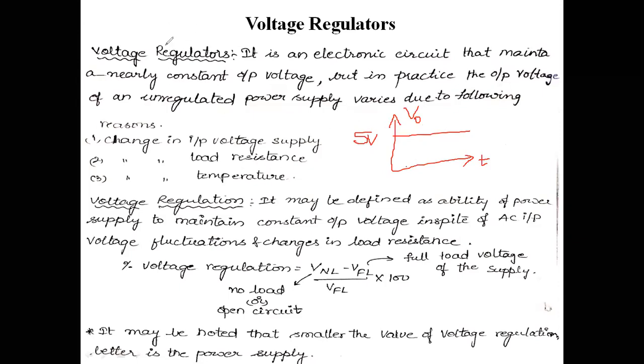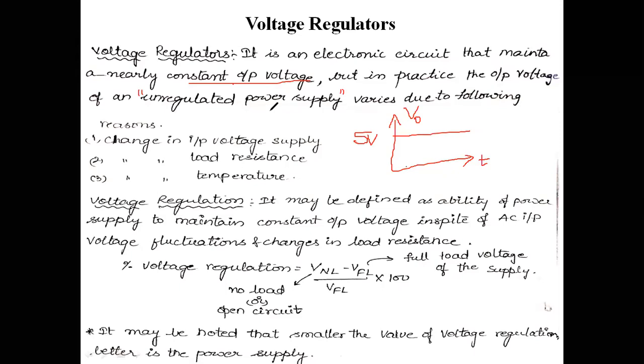Here voltage is regulated, this voltage is going to be regulated at some fixed amount of voltage, that is known simply as an electronic voltage regulator. It is an electronic circuit that maintains a nearly constant output voltage, let it be 5 volts or 10 volts or 15 volts. But in practice, the output voltage of an unregulated power supply varies due to the following reasons. In a regulated power supply we can maintain a constant output voltage, but with unregulated power supplies, we can't maintain a constant output voltage.